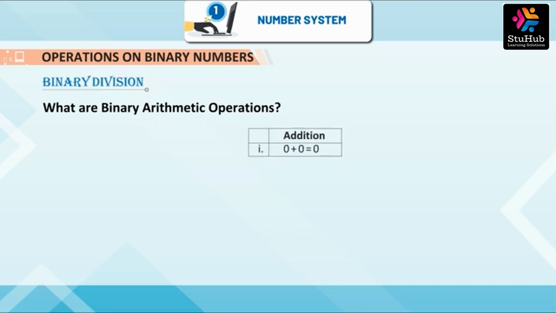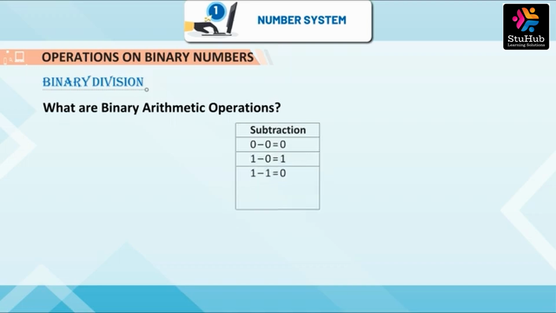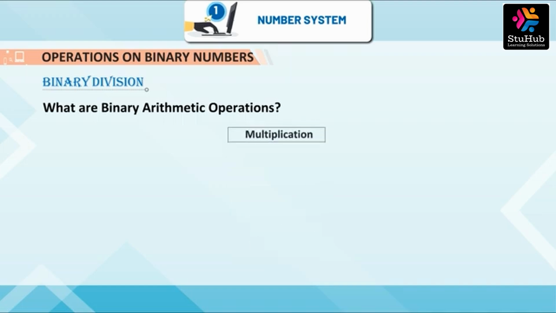What are binary arithmetic operations? Addition. 1. 0 plus 0 is equal to 0. 2. 0 plus 1 equals 1. 3. 1 plus 0 equals 1. 4. 1 plus 1 equals 10. Subtraction. 1. 0 minus 0 equals 0. 2. 1 minus 0 equals 1. 3. 1 minus 1 equals 0. 4. 0 minus 1 equals 10 minus 1 with borrow 1 equals 1.